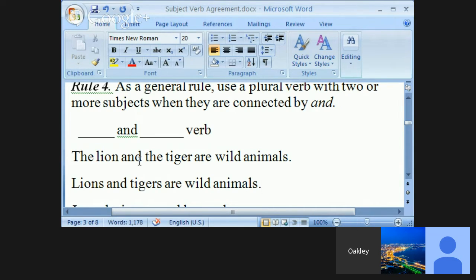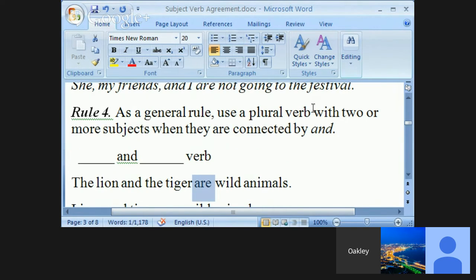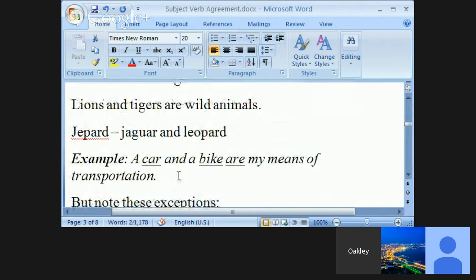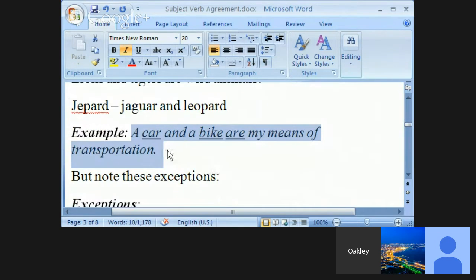With "and," you know it's going to be plural. It's going to use "are." A lion and a tiger run really fast. Lions and tigers run really fast. It doesn't really matter. We're always going to use a plural verb form. Pretty basic there. Okay? A car and a bike are my means of transportation. There's another example.